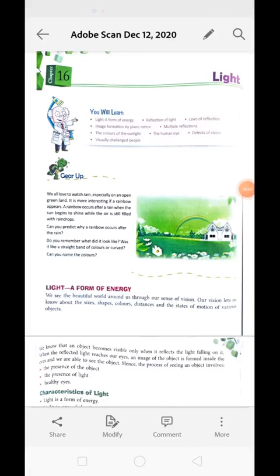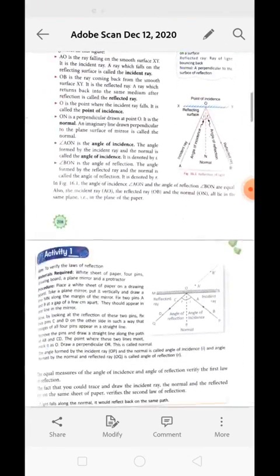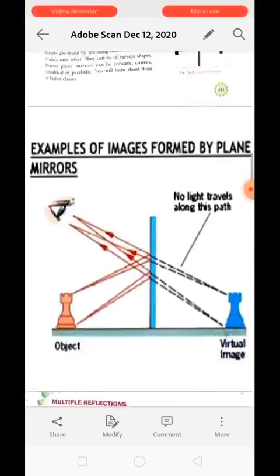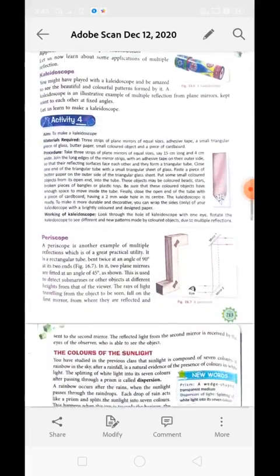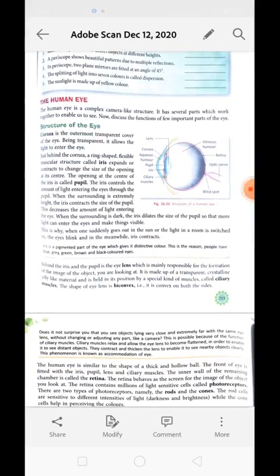Today we are discussing chapter 16, that is called light. This is our third video on the same topic. In the previous video we have studied about characteristics of light, laws of reflection, multiple reflection, and also different uses of multiple reflections. Now, today we are going to study about the human eye.